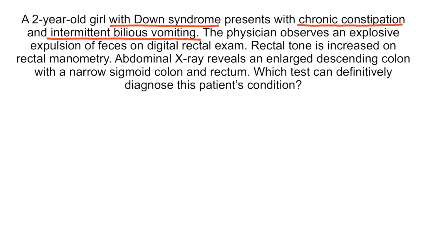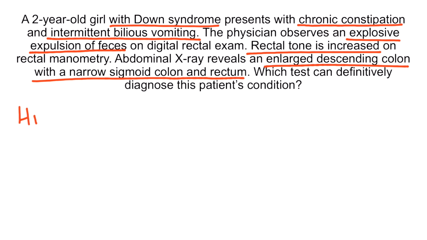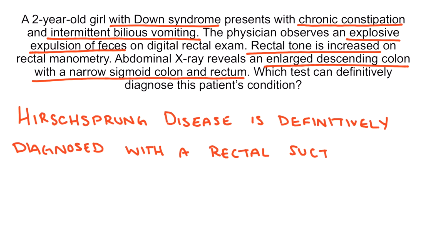The physician observes an explosive expulsion of feces on digital rectal exam. Rectal tone is increased on the rectal manometry. Abdominal X-ray reveals an enlarged descending colon with a narrow sigmoid colon and rectum. All these findings suggest the diagnosis of Hirschsprung disease. Hirschsprung disease can be definitively diagnosed with rectal suction biopsy.